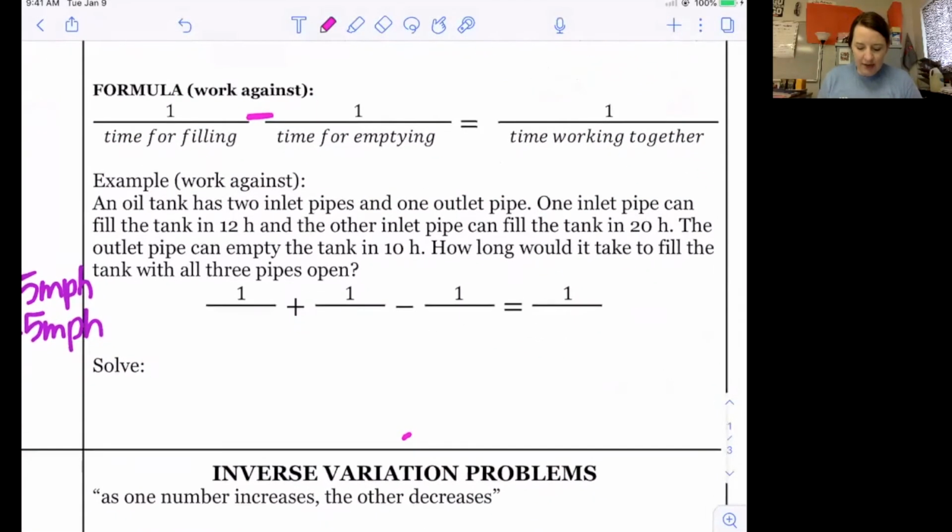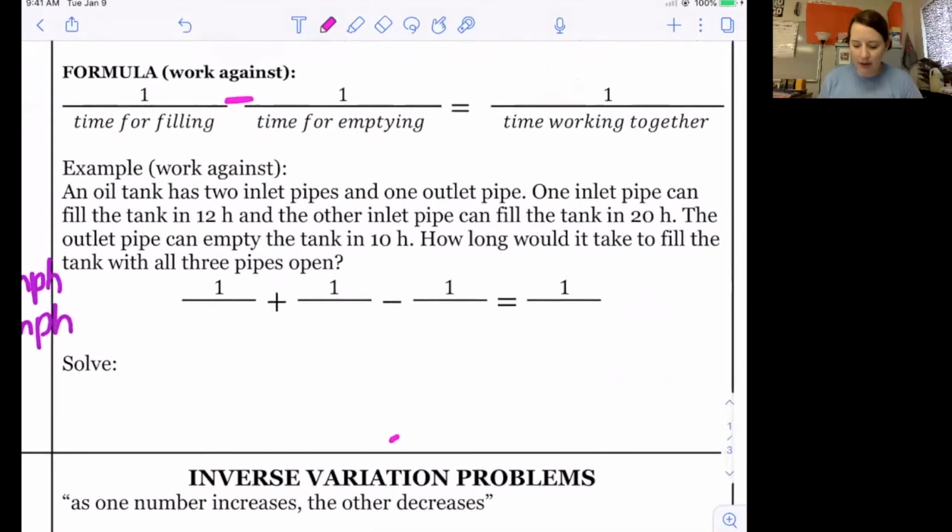Okay, so an oil tank has two inlet pipes and one outlet pipe. One inlet pipe can fill the tank in 12 hours. The other inlet pipe can fill the tank in 20 hours. The outlet pipe can empty the tank in 10 hours. How long would it take to fill the tank with all three pipes open?